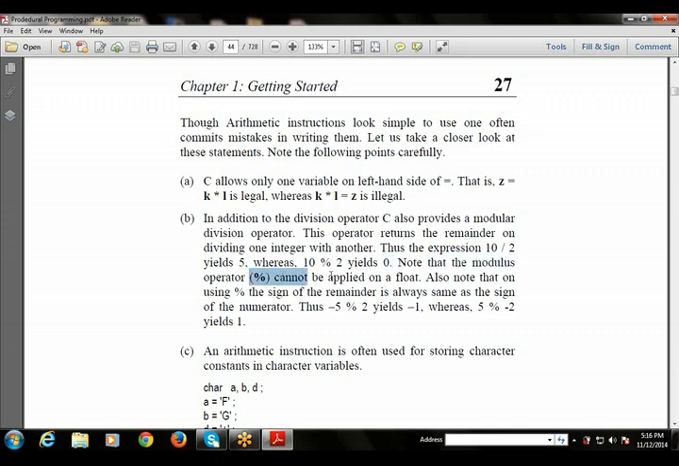Note that the modulus operator cannot be applied on a float. This is the most important part: the modulus operator is only applied on integer values, not on float values. Also note that on using the modulus operator, the sign of the remainder is always the same as the sign of the numerator. That is, minus 5 modulus 2 gives minus 1, whereas 5 modulus minus 2 yields 1.